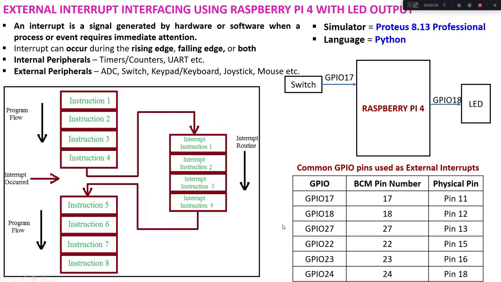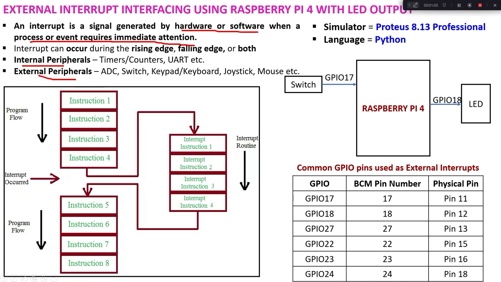An interrupt is a signal generated by hardware or software when a process or event requires immediate attention. When we connect a peripheral to any controller, the peripheral may request the service of the CPU. In that case, it will generate an interrupt signal. Upon receiving the interrupt signal, the CPU will execute a program related to that peripheral device. This peripheral can be an internal peripheral or an external peripheral.